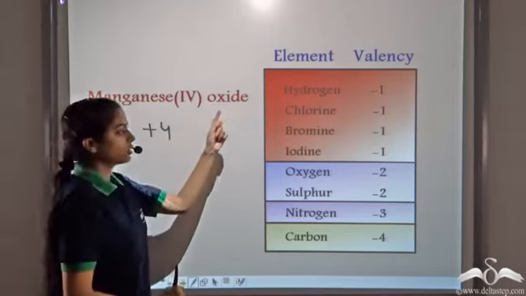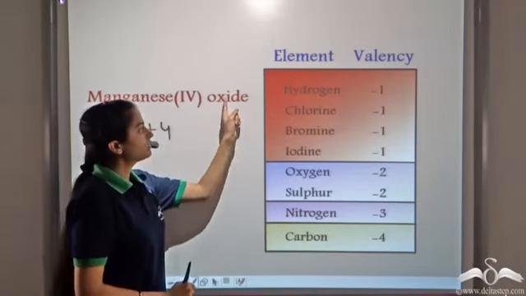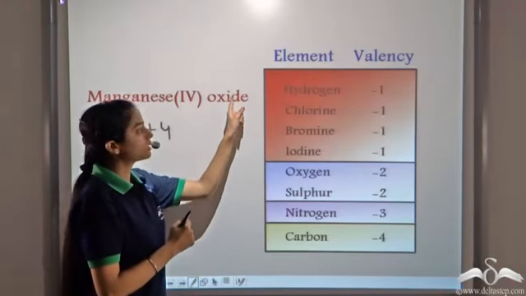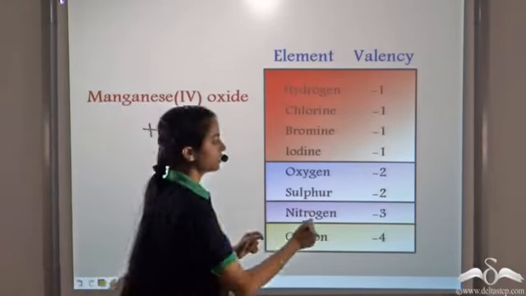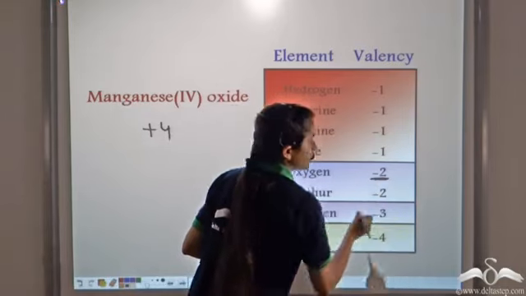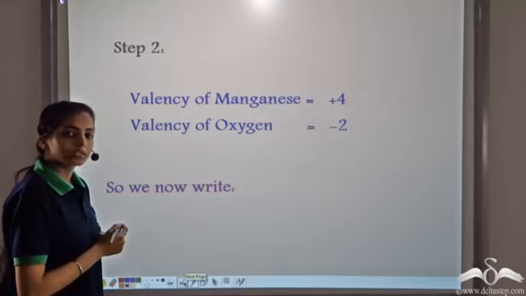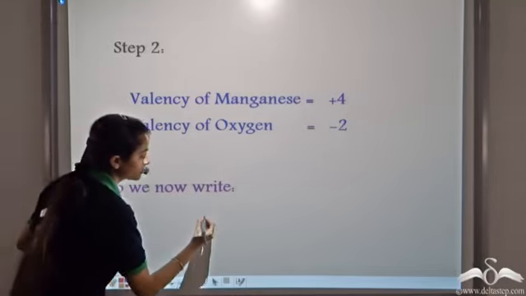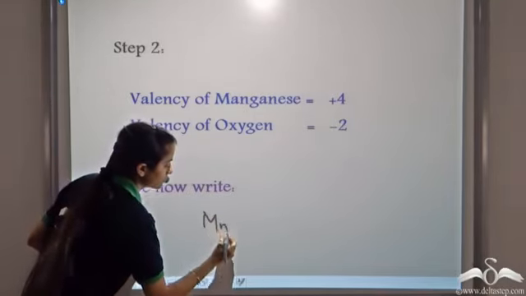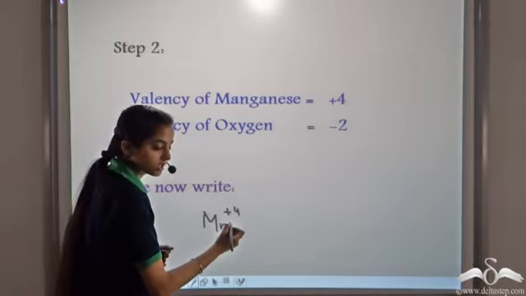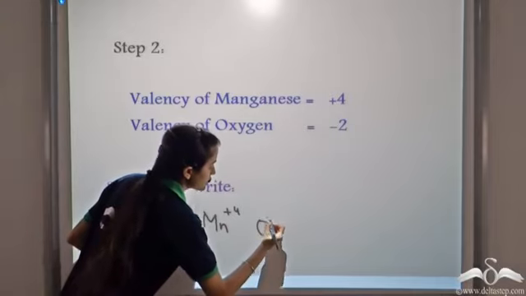And for oxygen, oxide, when we form a compound, we replace the name, we use the suffix "ide". So this shows that the non-metal used here is oxygen. The valency of oxygen is -2. So we have the valency of manganese as +4, and valency of oxygen, which is the non-metal here, its valency is -2.